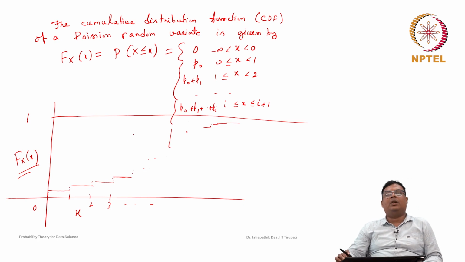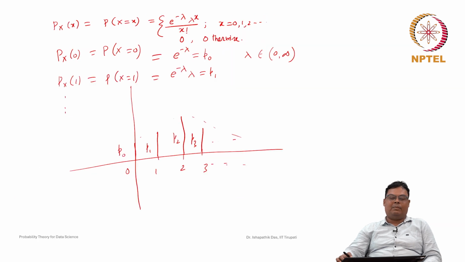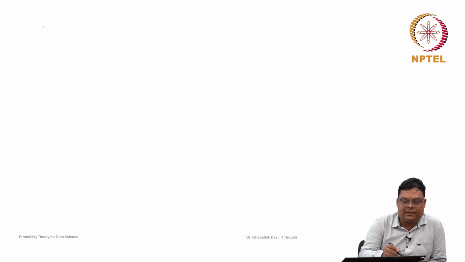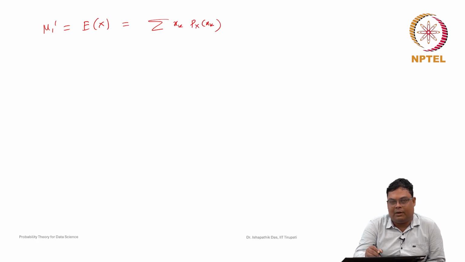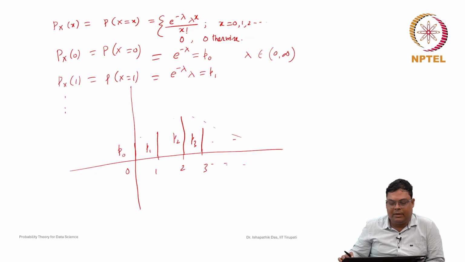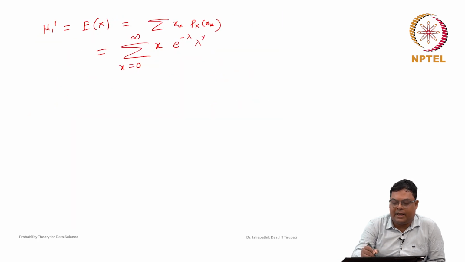Now, for this Poisson distribution, how can we find the mean and variance, some of the important measures? Let us find that out. The mean of this random variable, mu 1 dash, is the expected value of X. By definition, this is the sum of x_k p_X(x_k). The sum runs over x equal to 0 to infinity of x times the probability mass function, e to the power of minus lambda, lambda to the power x by x factorial. Now we just have to compute it.